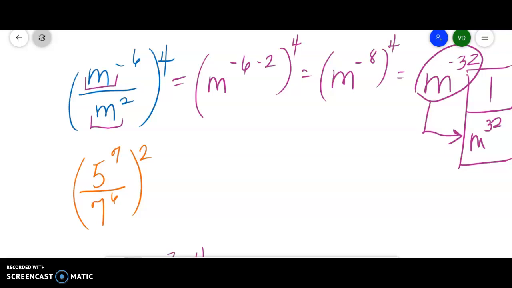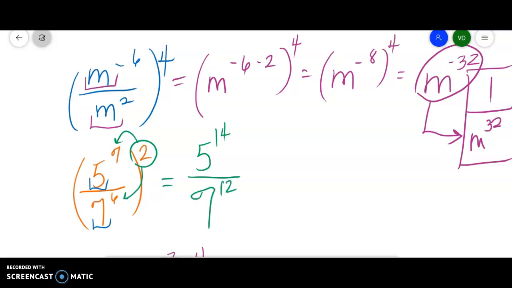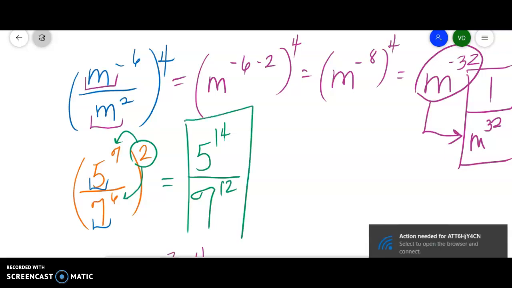Okay, moving on to the next one. I've got a fraction inside of parentheses again. Notice how my bases are different this time. I've got a 5 and a 7. So I cannot simplify what is on the inside. So I'm going to move to my power to power. Each item gets the 2. So now it's 5 to the 14th over 7 to the 12th, and we can keep that as our final answer.